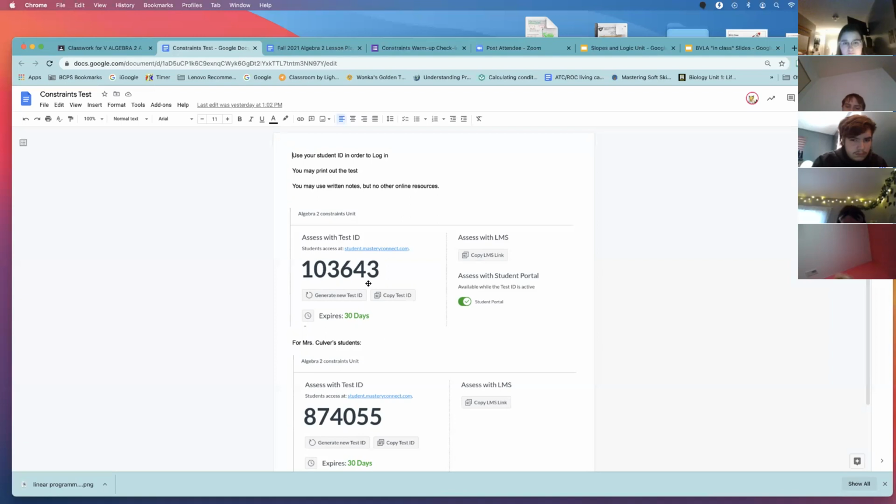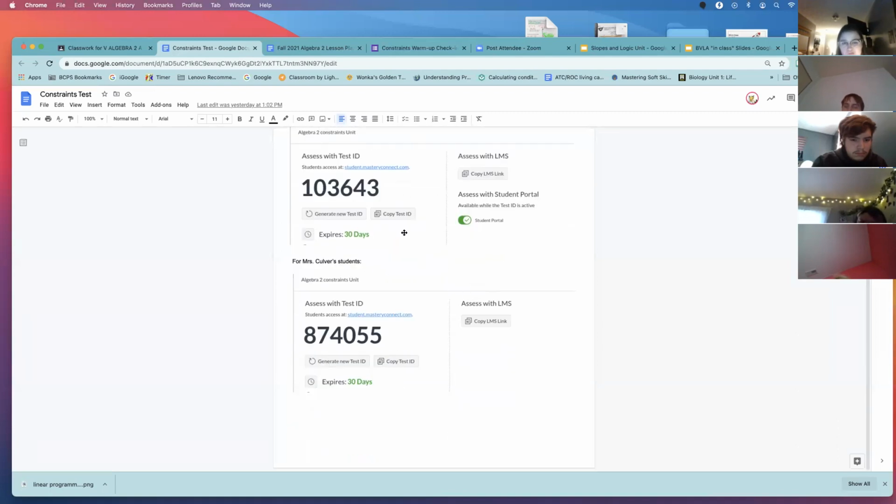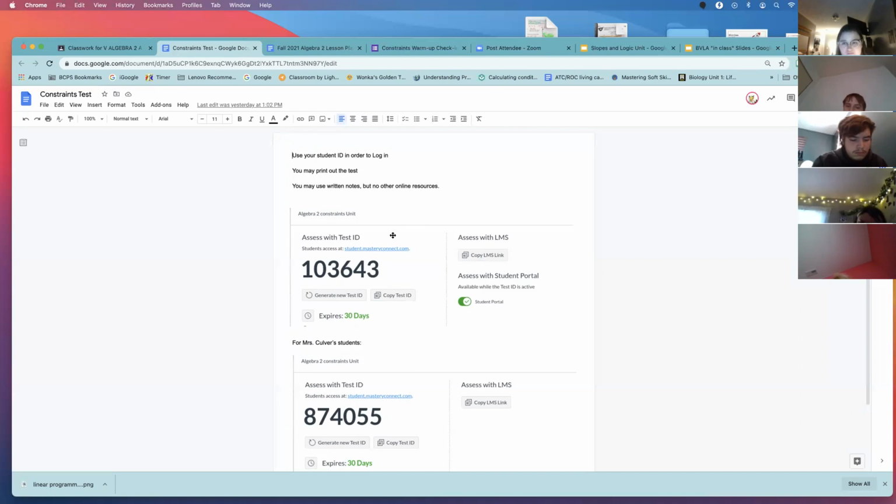Your student ID is your student ID from Infinite Campus. Okay, hopefully you guys know your student ID. If you don't know your student ID, let me know, I'll tell it to you. I did not put the student IDs on this form like I did for geometry. I just didn't do it.